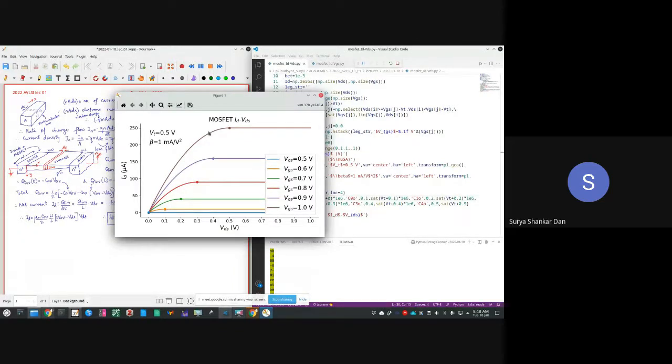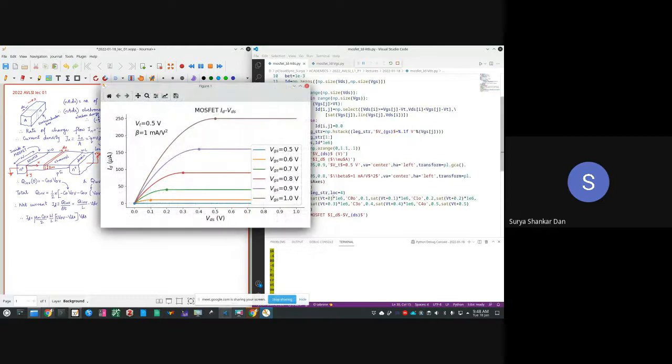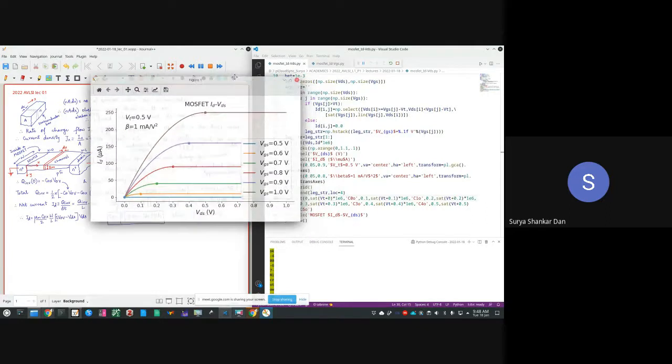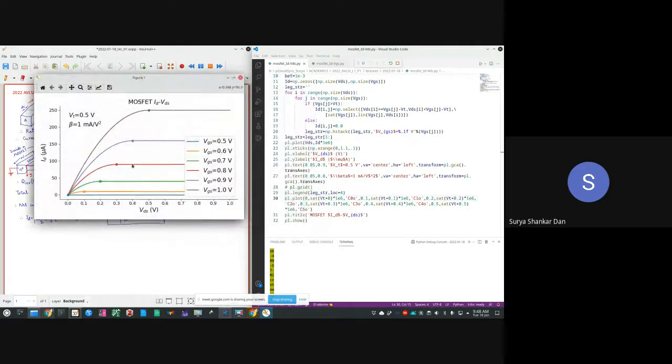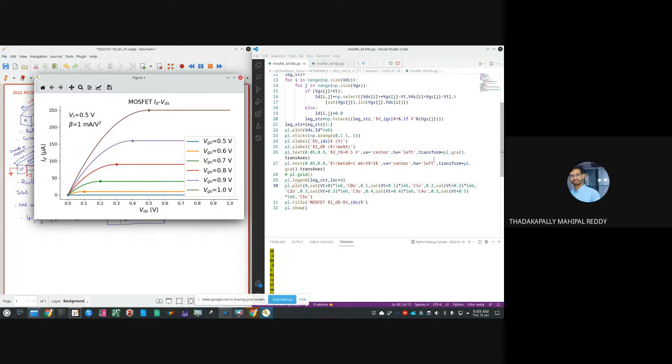Now, the question is, what is the value of these dots? All of you have done VLSI design. Please tell me, what is the value of these dots? What value in the sense, what are the coordinates of these dots? VGS minus VT, sir. VGS minus VT. So VDS equal to VGS minus VT, right?